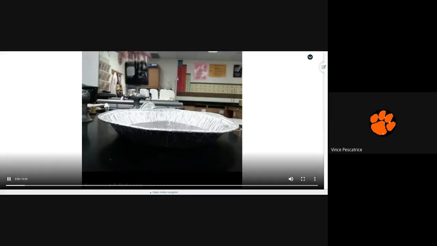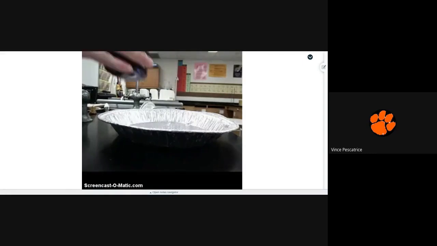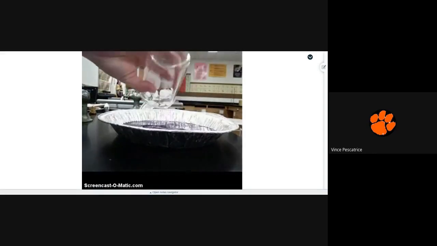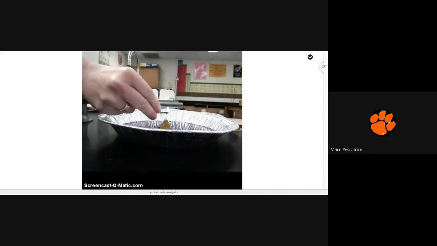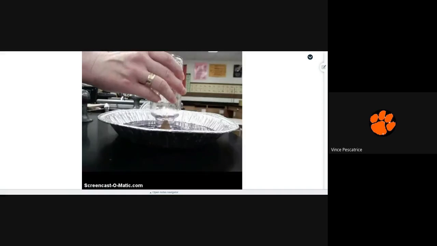So you should see an aluminum pan with a beaker of 250 milliliters of a solution, and it's gonna get dumped into the pan. That's a cork with a candle on it. Lighting the candle. And now put a bottle over top of it.